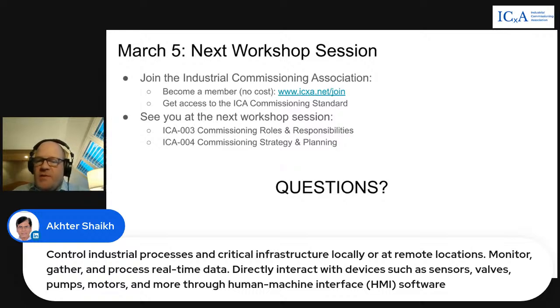Control industrial process and critical infrastructure locally or at remote locations, monitor, gather, and process real-time data, directly interact with devices such as sensors, valves, all of that stuff. Yep, your control systems are often overlooked on projects, and definitely you need a focus on how you're going to stage that for local commissioning and then remote commissioning into control rooms, or even off-site commissioning for centrally located operational facilities. It definitely requires some strategic planning up front to make sure that goes well.